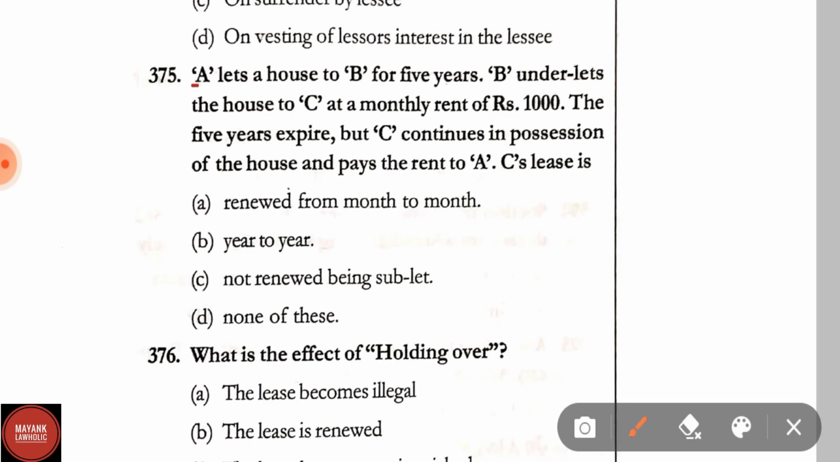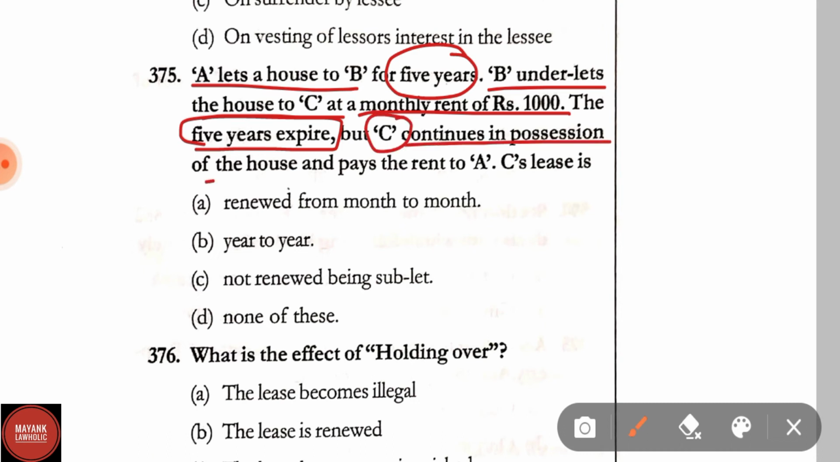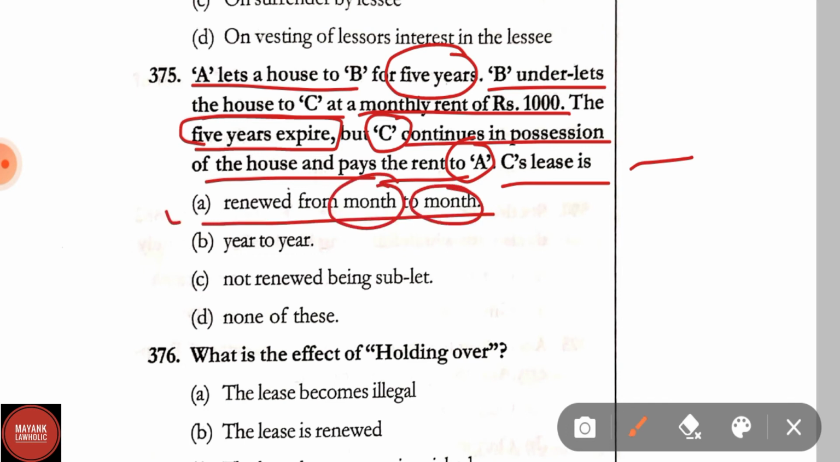Question number 375. A lets a house to B for 5 years. B underlets the house to C at a monthly rent of ₹1,000. The 5 years expire, but C continues in the possession of the house and pays the rent to A. C's lease is renewed from month to month. Option A is the correct answer.